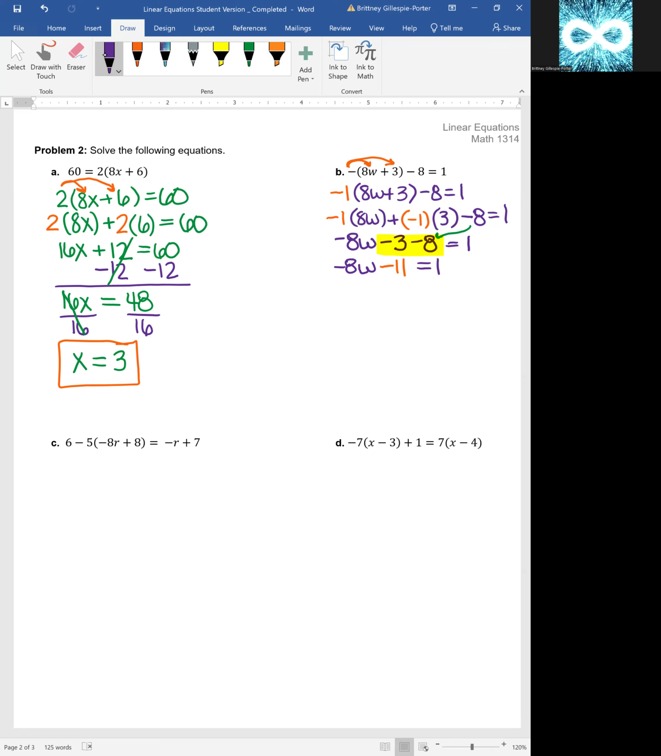Now we need to move all of our numbers to the right-hand side. We already have our letters to the left. We're subtracting 11, which means that we need to add 11 to both sides because we are changing sides of the equation. Whenever you change sides, you change signs.